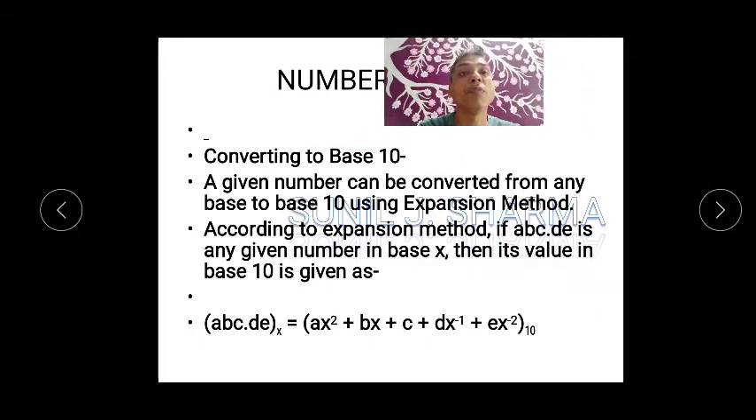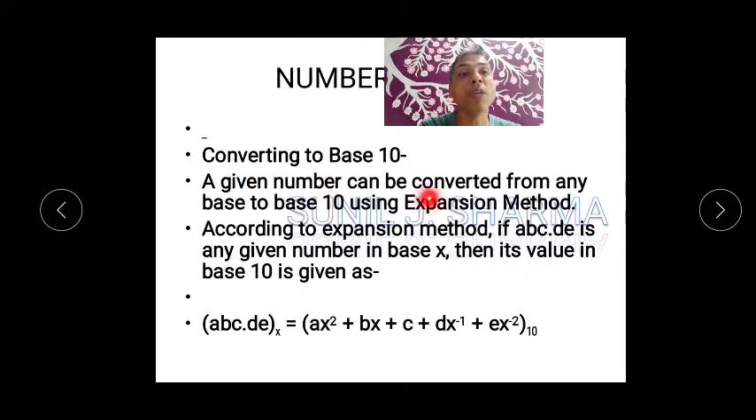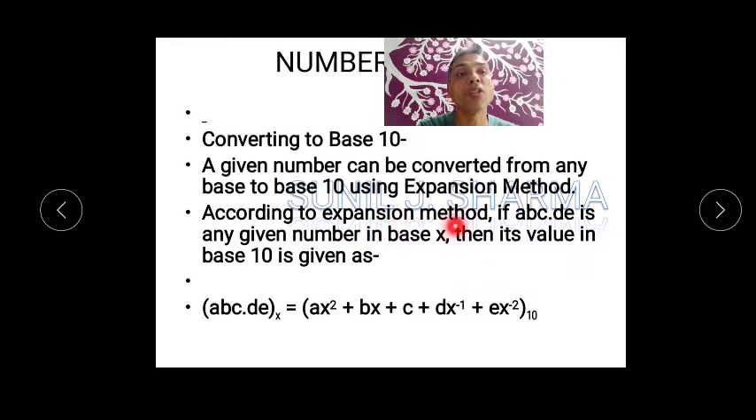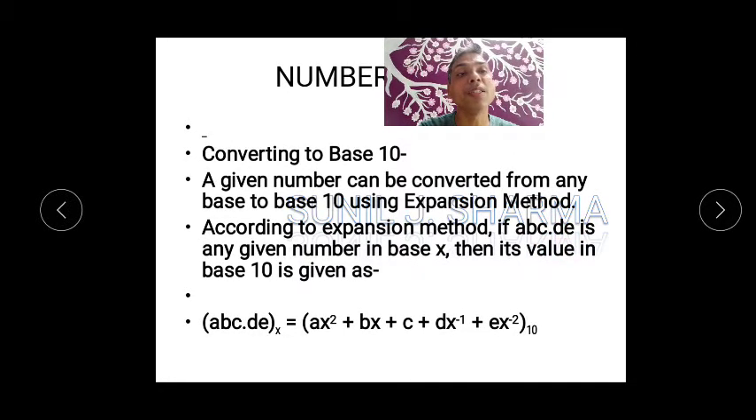We will be changing any base to decimal, like binary to decimal, or octal to decimal, or hexadecimal to decimal number. A given number can be converted from any base to 10, that is decimal, using the expansion method. According to the expansion method, if a b c point d e is a given number in base x, then its value in base 10 is given as follows. So this is a formula, or one of the ways.